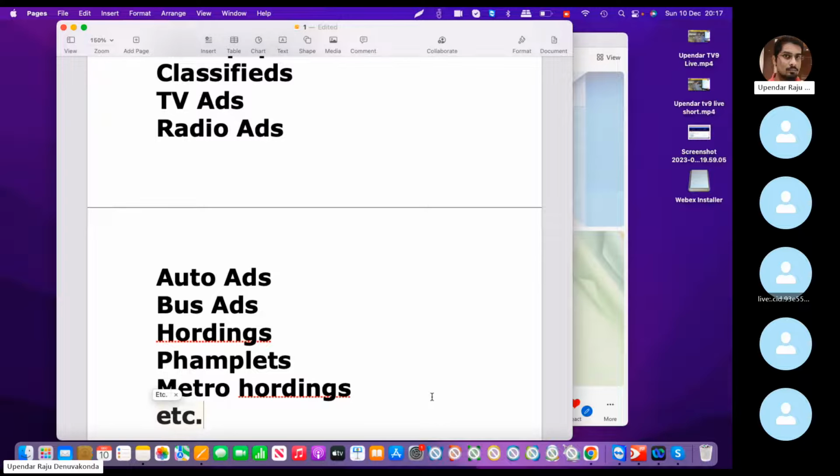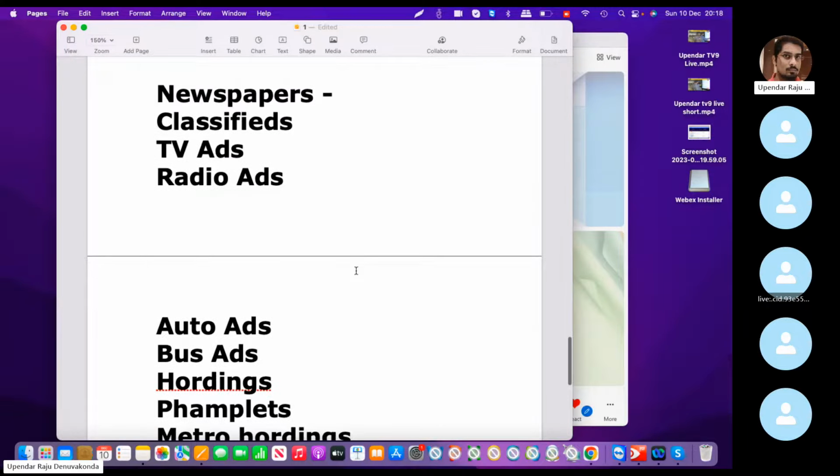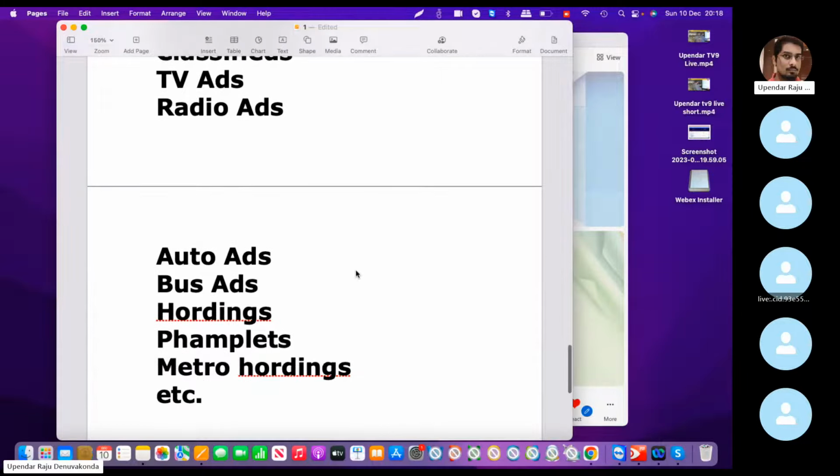So anything which is part of these: the newspaper advertisements and classifieds, or the TV ads and radio ads and auto ads, bus ads and hoardings and pamphlets and metro hoardings, or we were even doing postcard promotion. People used to send information about their business services and products to different homes, finding their addresses. And this is something that businesses were doing to promote their business.